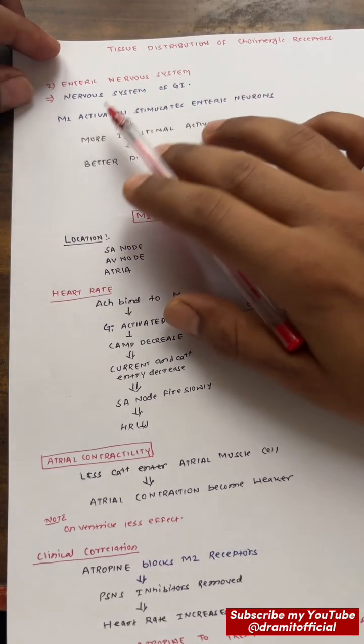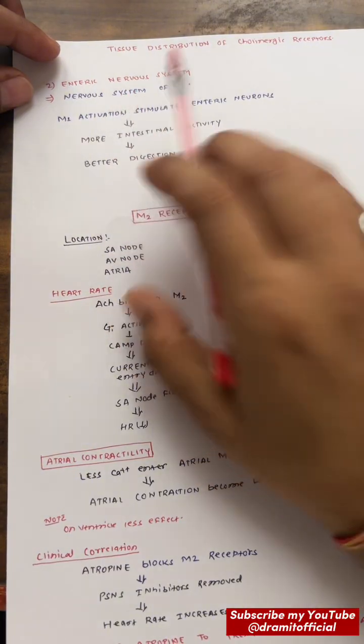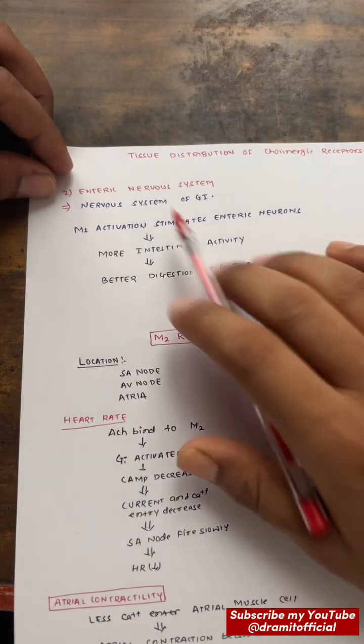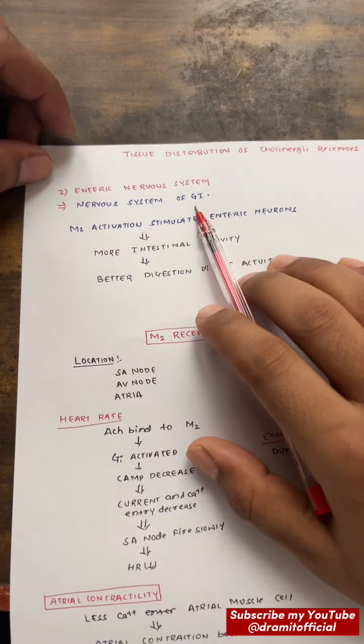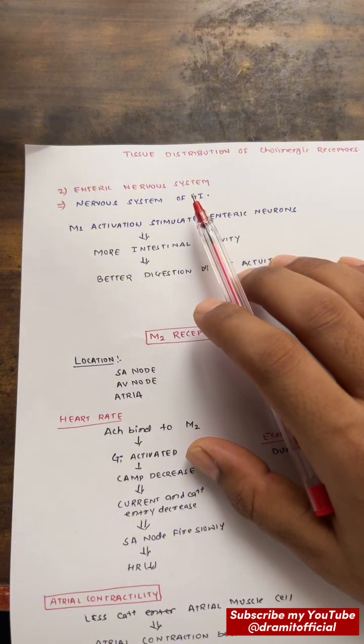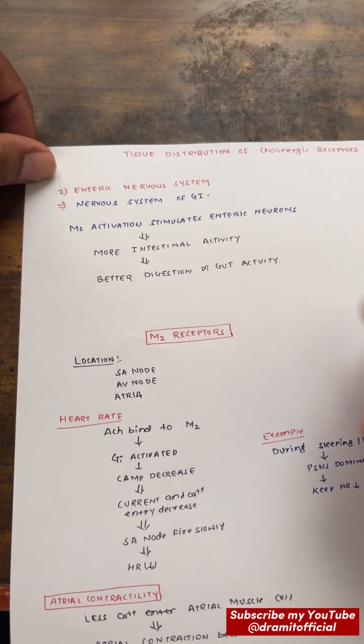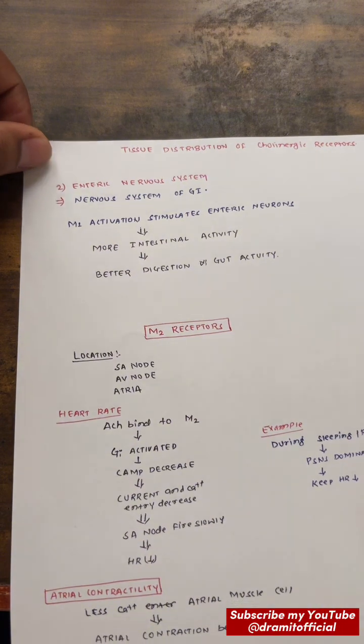Now let's see how this M1 receptor works in the enteric nervous system. As we all know, the enteric nervous system is simply the nervous system of our GI tract, that is the stomach, duodenum, large intestine and small intestine. The nervous system present in those organs is called the enteric nervous system.